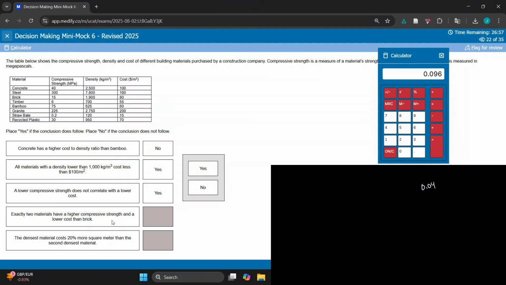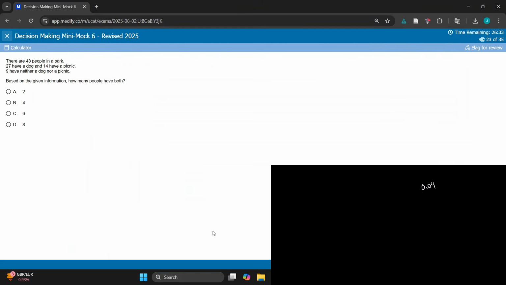Exactly two materials have a higher compressive strength and a lower cost than brick. Lower cost than brick, 80, so that's these four again, and it says two of them have higher compressive strength, so the 70 and the 30, yes, that's true. Densest material costs 20% more per square meter than the second densest. Densest is 7,800, second densest is this. So that's 40 over 160, which is 25%, so I don't think it's going to be 20% more.